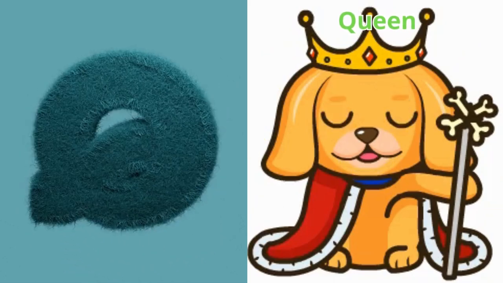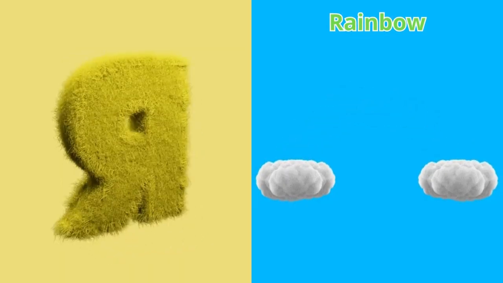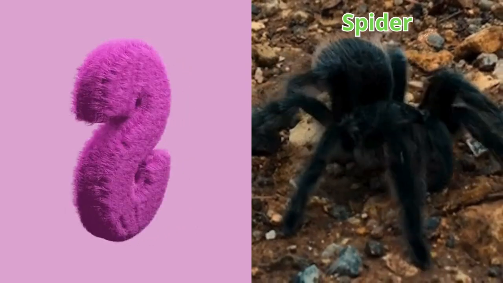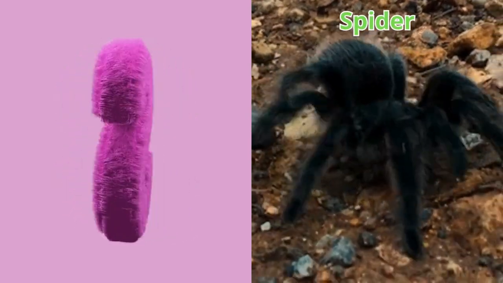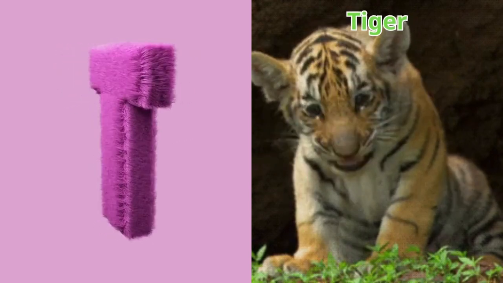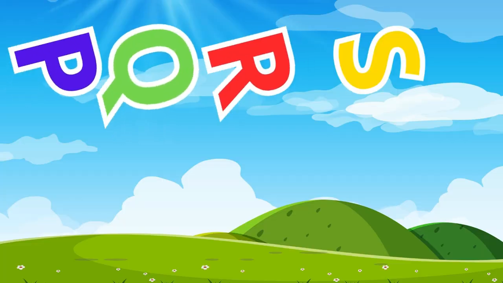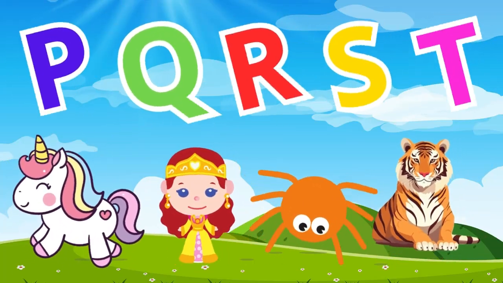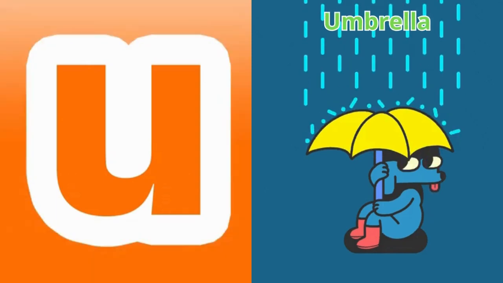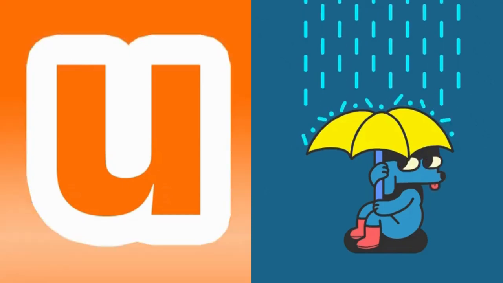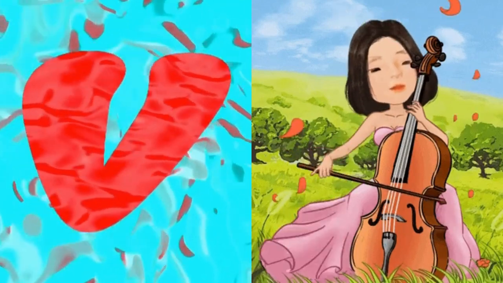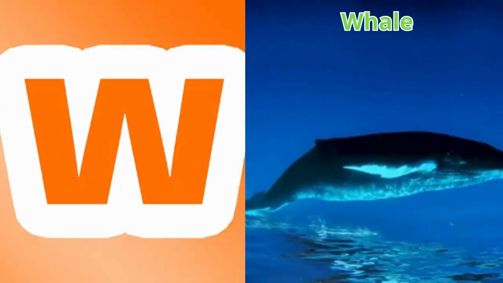Queen, queen, Q, queen. R is for rainbow, rainbow, R, rainbow. S is for spider. U is for umbrella, umbrella, U, umbrella. V is for violin, violin, V, violin. W is for whale, whale.